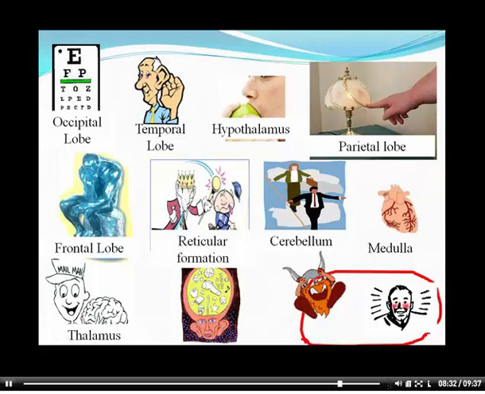Okay, this one seems to me a little bit easy. This is the hippocampus. So of course you learned from the memory lecture that our hippocampus is the area of the brain that is responsible for memory, and that's what this picture is showing, the memory that's in your head. The hippocampus is the organizer of memory.